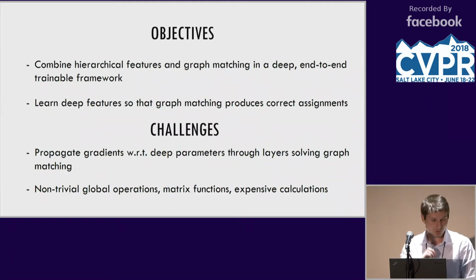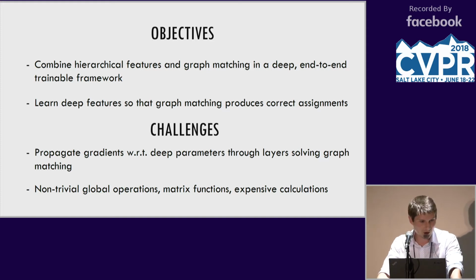Our objective can now be stated. We represent the affinity matrix based on deep feature hierarchies, and we train a complete deep graph matching model so that it predicts correspondences that are as close as possible to the ones given in a training set. The challenges are in propagating gradients with respect to deep network parameters through matrix function layers, including the ones that solve for graph matching. The question is how can this be done in principle and how it can be made efficient?